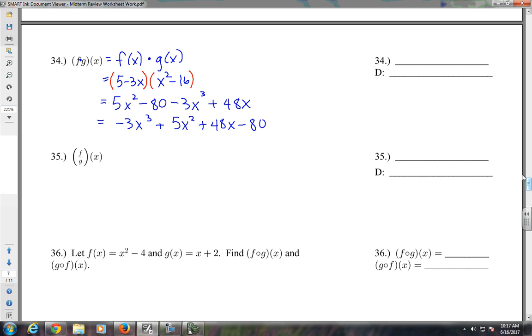Okay, so that is sufficient work for that problem. We do want to go ahead and report our answer in the answer blank and then state the domain.